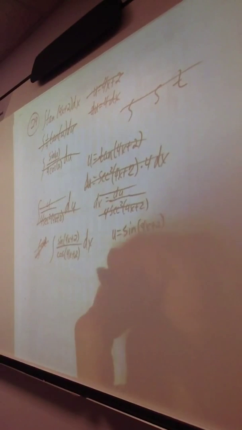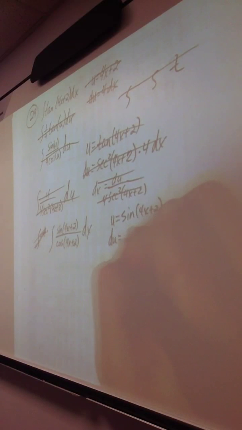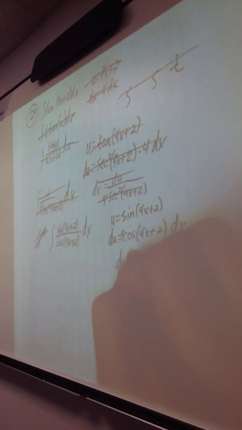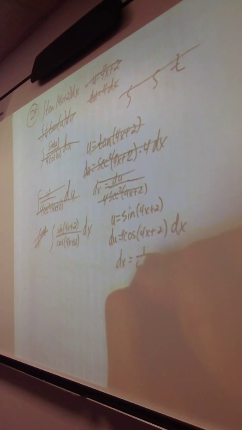u is sine of 4x plus 2. So du is cosine. Oops, I should have put the 4. It's 4 times the cosine of 4x plus 2 dx, which means dx equals 1 over all of that stuff.